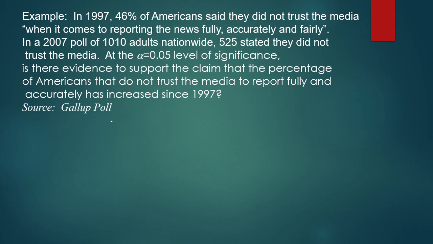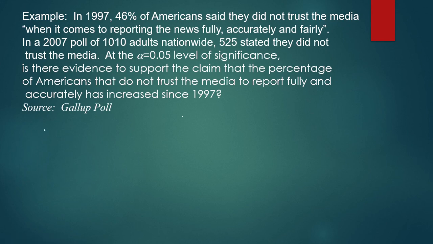In 1997, 46% of Americans said they did not trust the media when it comes to reporting the news fully, accurately, and fairly. In a 2007 poll of 1,010 adults nationwide, 525 stated they did not trust the media. At the alpha equals 0.05 level of significance, is there evidence to support the claim that the percentage of Americans that do not trust the media to report fully and accurately has increased since 1997?